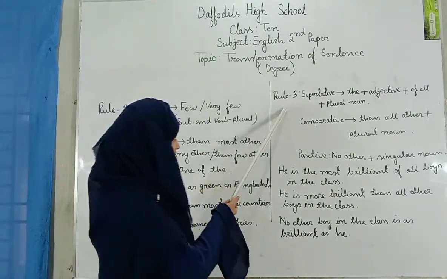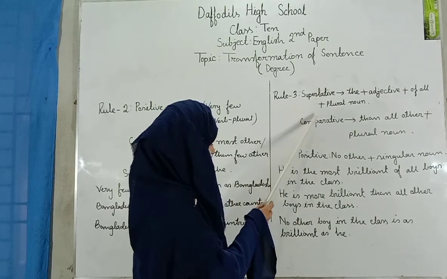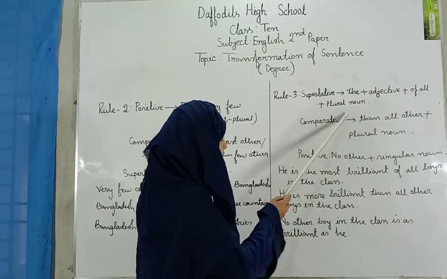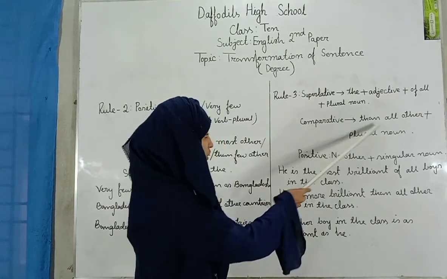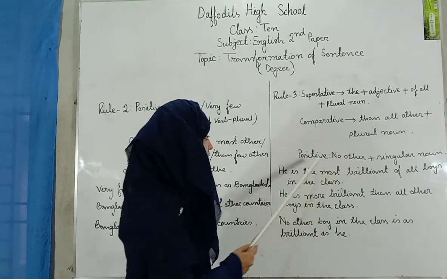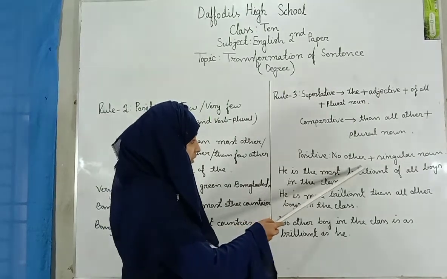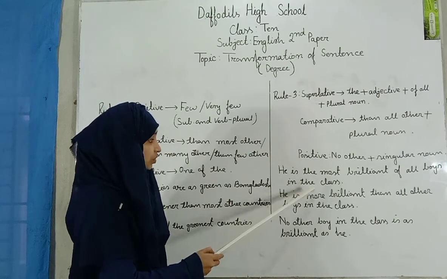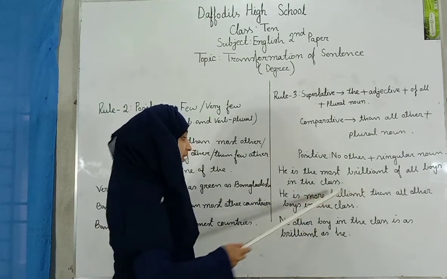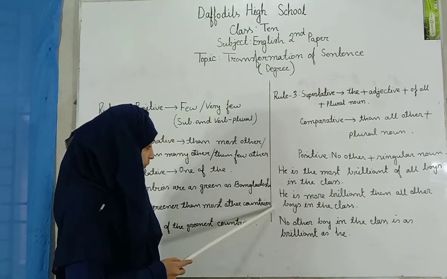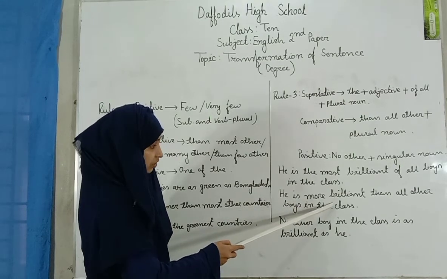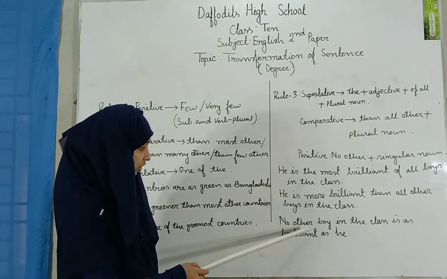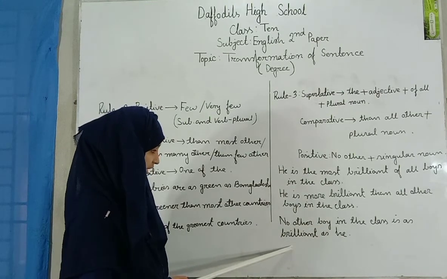In rule 3, if the superlative is the plus adjective plus of all plus plural noun, comparative will be than all other plus plural noun, and positive will be no other plus singular noun. Example 4: he is the most brilliant of all boys in the class. Comparative: he is more brilliant than all other boys in the class, and positive: no other boy in the class is as brilliant as he.